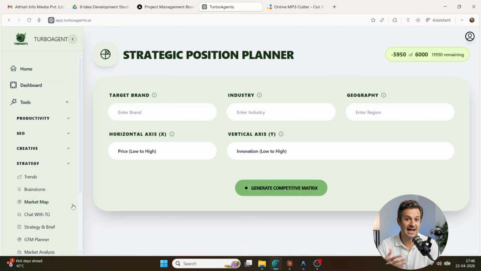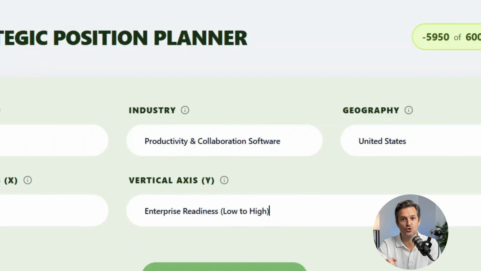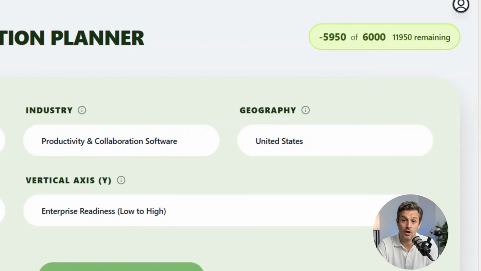The entire input is 5 fields. Field 1, target brand. I'm entering Notion. I want to see exactly where it sits against the competition in the US productivity software market. Field 2, industry, productivity and collaboration software. Field 3, geography, United States. That last one matters because regional dynamics shape how brands are perceived, and TurboAgents weights its analysis accordingly.